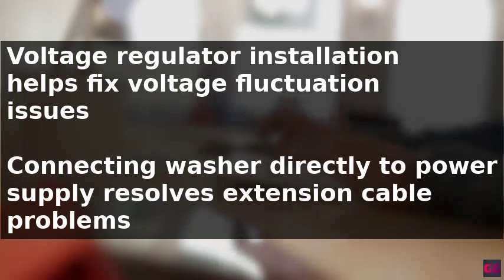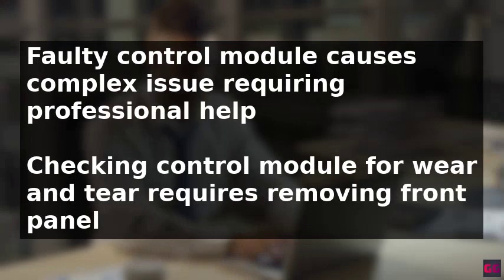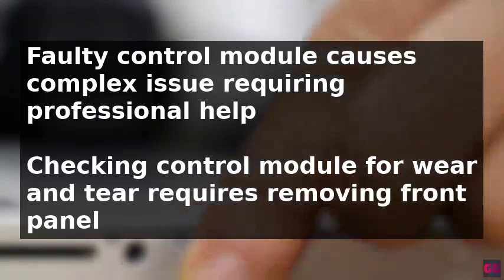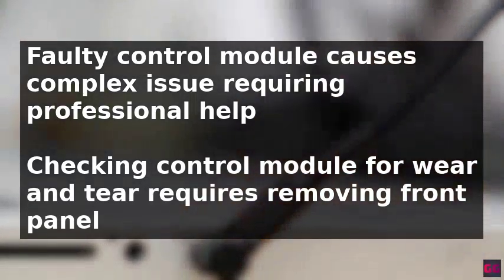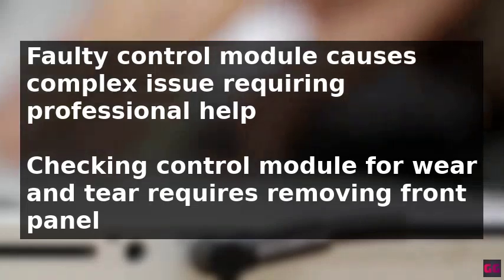If voltage fluctuation is a common issue in the house, installing a voltage regulator to the power supply can help. It is also recommended to connect the washer directly to the power supply without using extension cables or cords. Furthermore, fixing damaged power cables or sockets is crucial, which involves disconnecting the washer, checking the connection of the existing wires, and replacing them if necessary. The socket should also be checked and replaced if damaged.